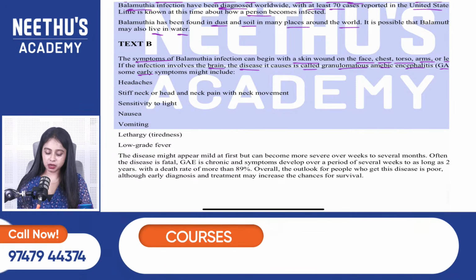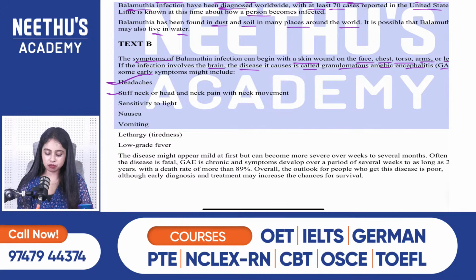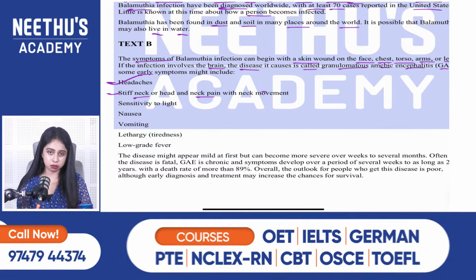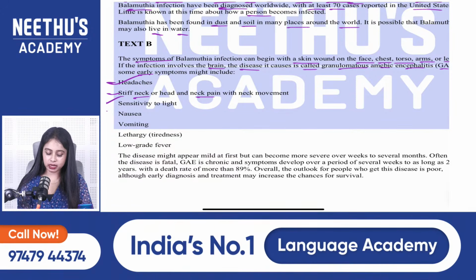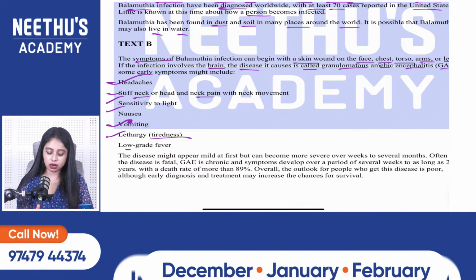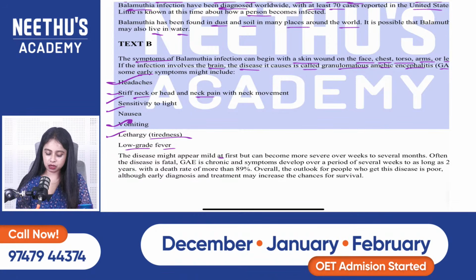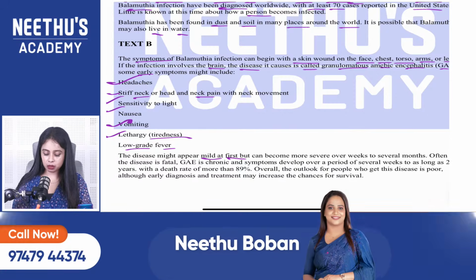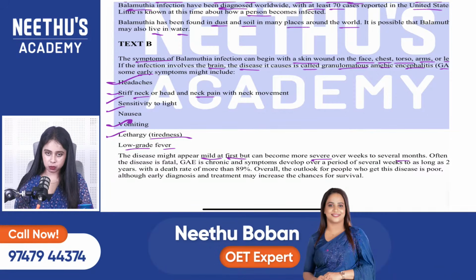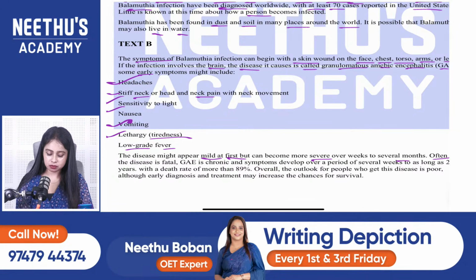Some early symptoms might include headaches, stiff neck or head and neck pain with neck movement, sensitivity to light, nausea, vomiting, lethargy or tiredness, low-grade fever. The disease might appear mild at first but can become more severe over weeks to several months. Often the disease is fatal.